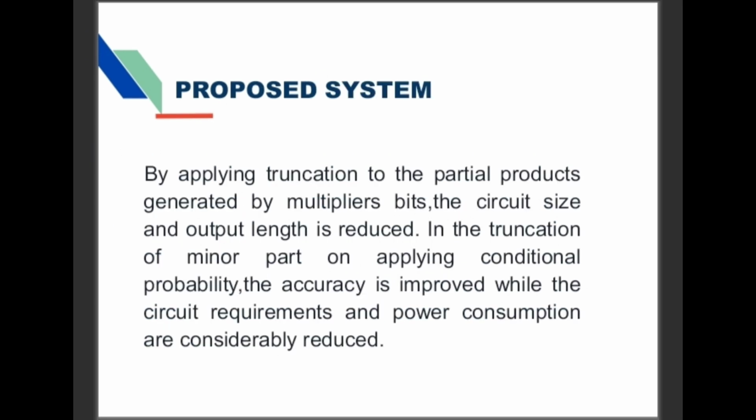Our proposed system applies truncation to the partial products generated by multiplier bits. In the truncation of the minor part, we can apply conditional probability to improve the accuracy even while maintaining reduced cost and reduced hardware requirements. We can get a proper output.